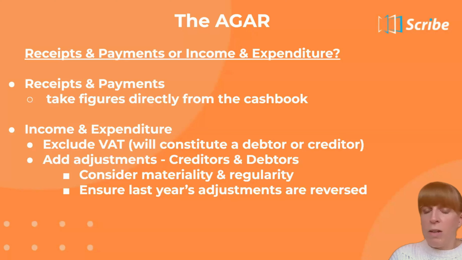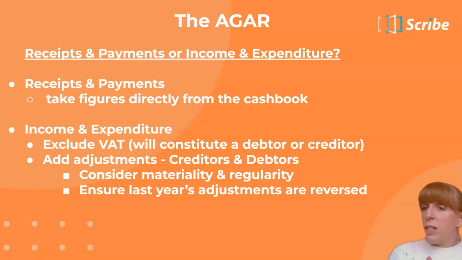Other considerations around accruals, prepayments, receipts in advance, so lots of different things, but it's really thinking about the timings of the transactions that relate to the financial year. Where should they actually sit based on when they actually relate to? So it's important to think about those things. When doing so, a couple of things to consider: materiality and regularity.